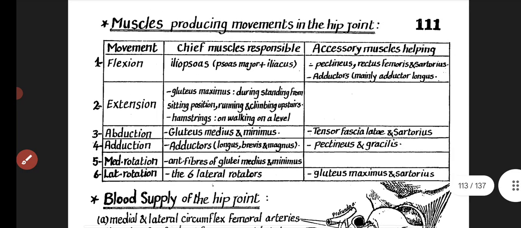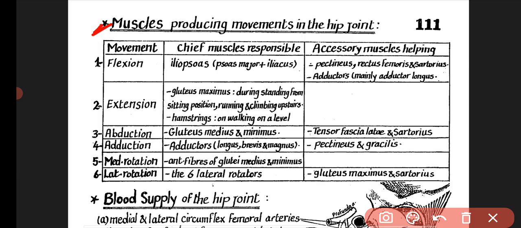Next one is the muscles. It is an important part. You have to write it in the exam. You will be asked in the practical exam. This portion is the most important. What are the muscles producing the movements?